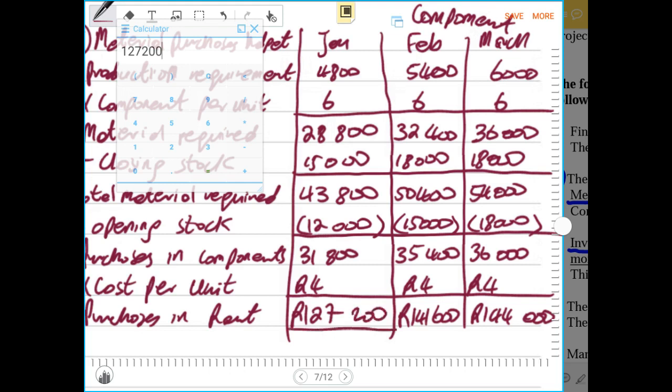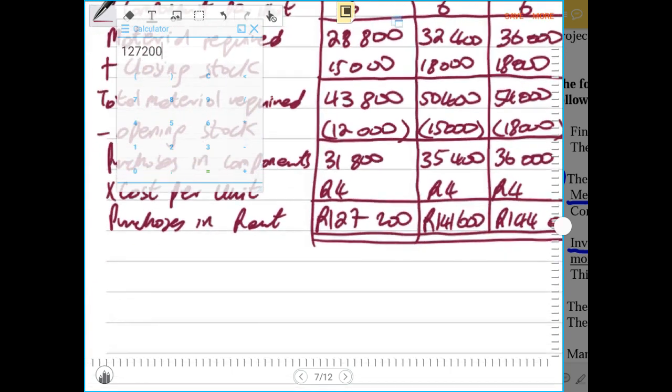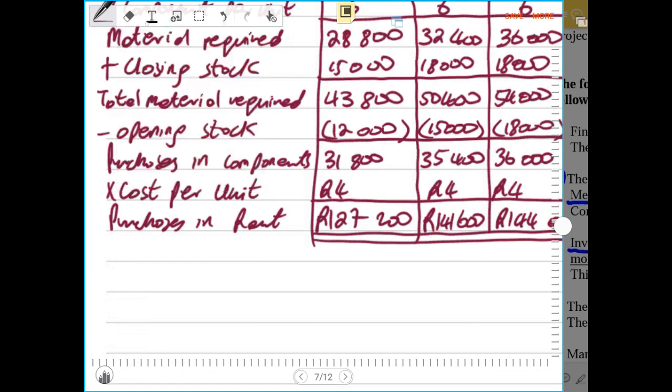127,200 rand. So with this being said, we have done our purchases in units or in components, and we have also done it in rand.